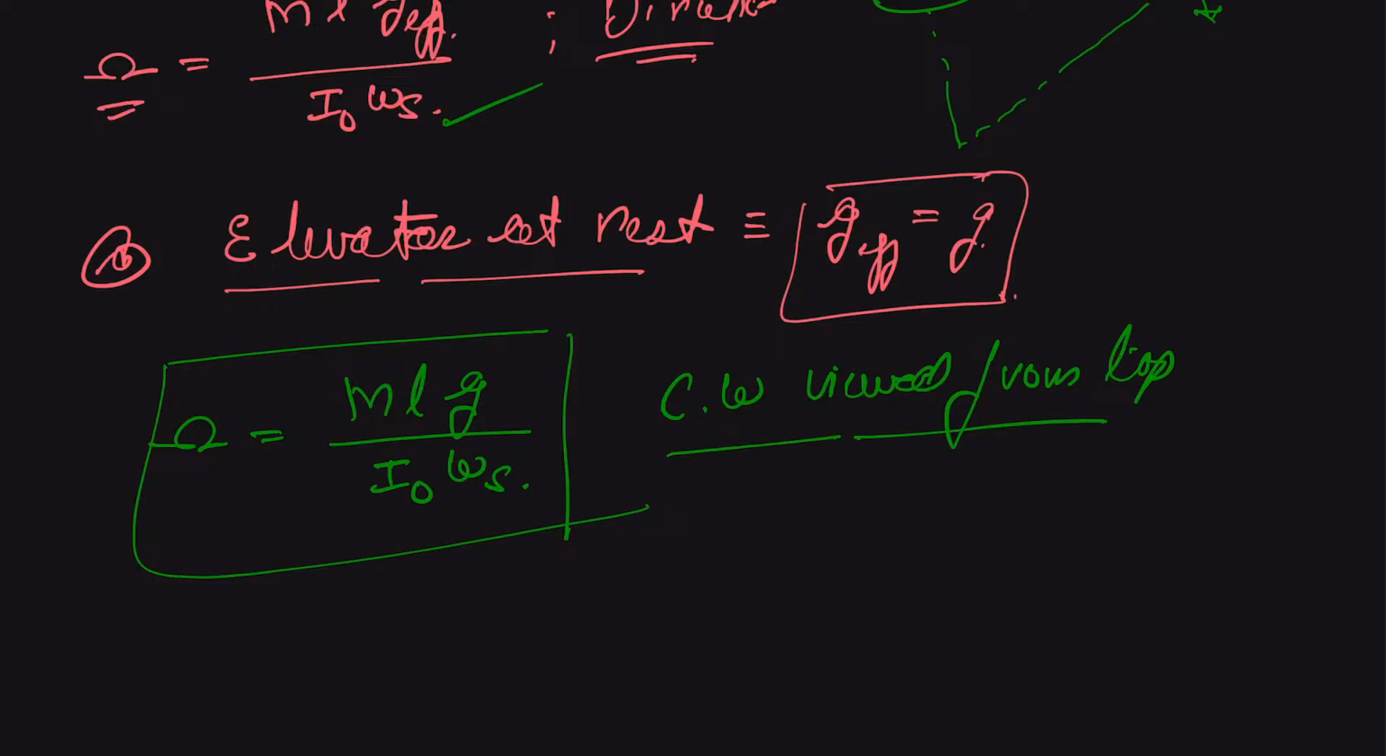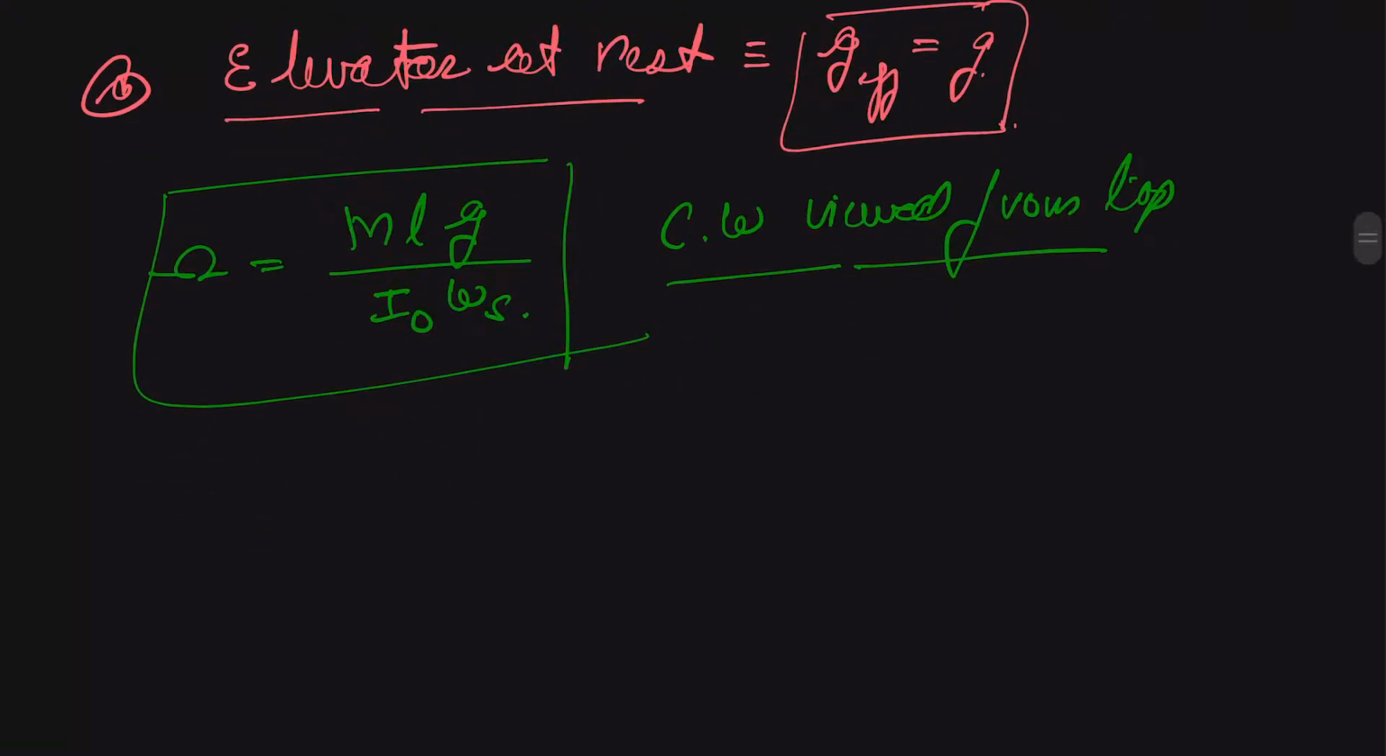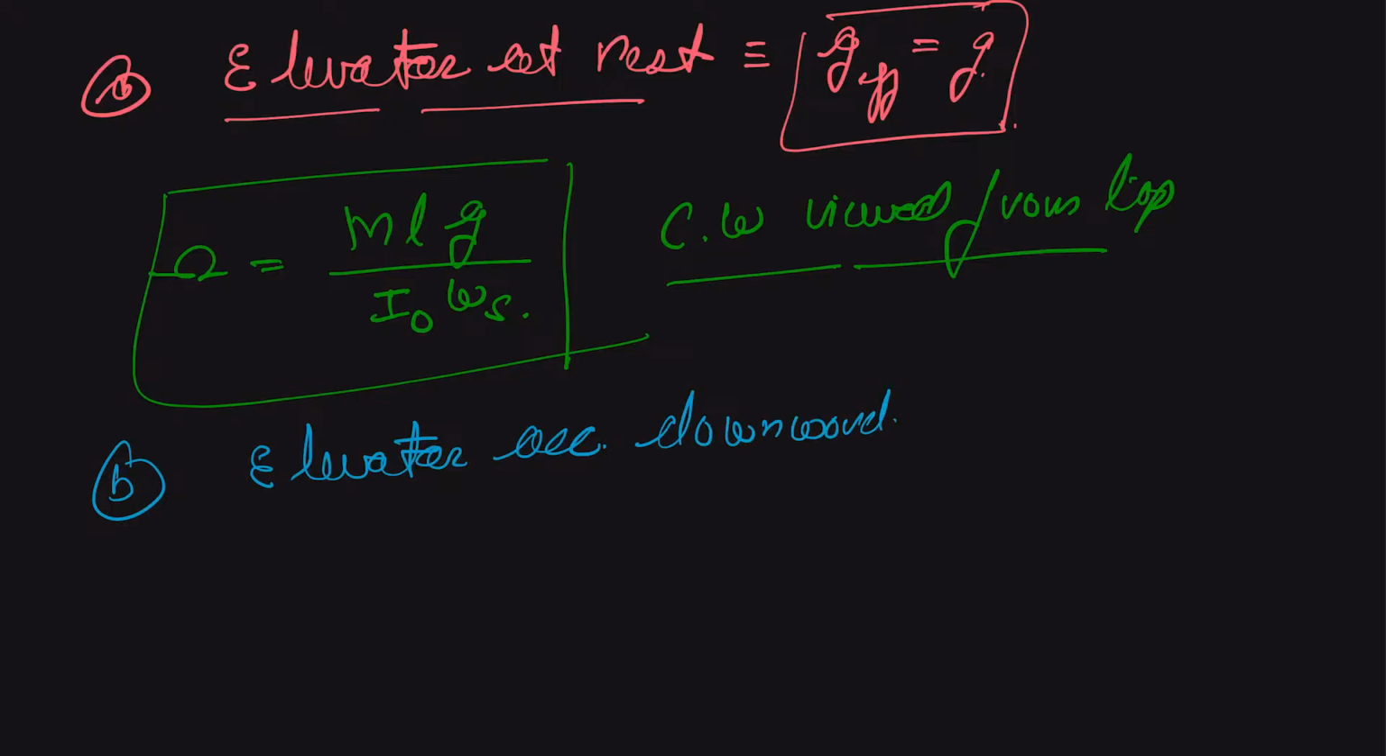Okay. And now we come to part B. Part B states that our elevator is accelerating downward at a rate of 2g. So we have elevator accelerating downward at rate 2 times g. So in this case, we are going to find out how the acceleration due to gravity is going to change.